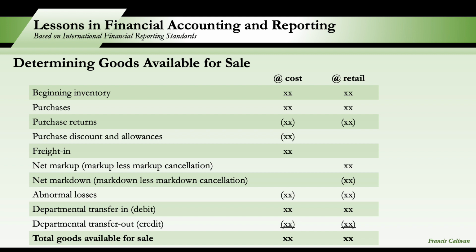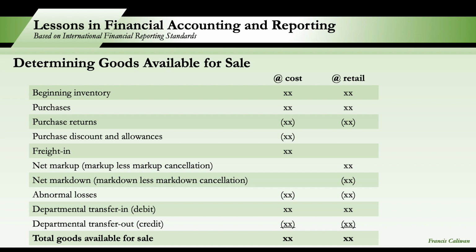So in the retail inventory method, there are some items that require special treatments or special considerations. In determining the goods available for sale, the treatments for purchase returns, discounts and allowances, and other special items are summarized in this table. Again, the beginning inventory and purchases are maintained at both cost and retail.